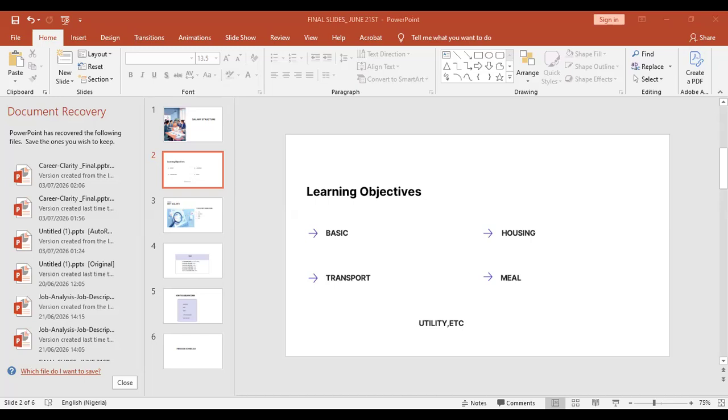For me, I have 5 items: basic, housing, transport, meal, and medicals. So basic is going to be 40%, housing is going to be 20%, transport is another 20%, that's 80%. Then meal and medicals is going to be 10% each. Thank you, Atare.